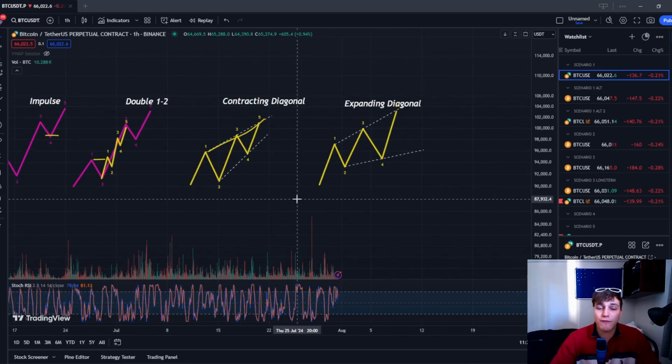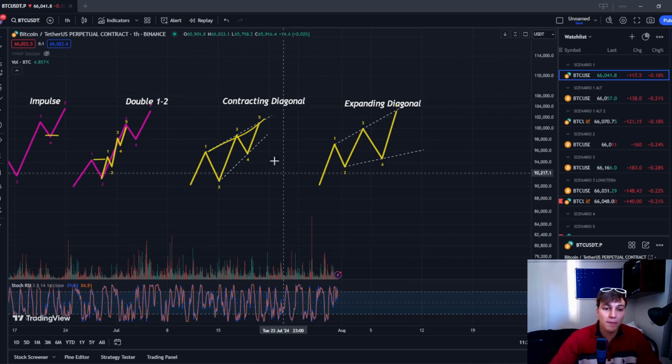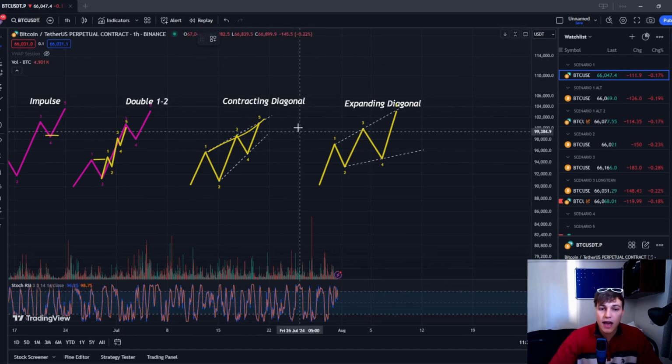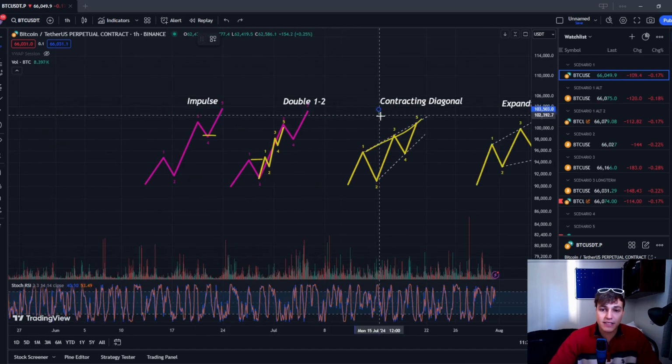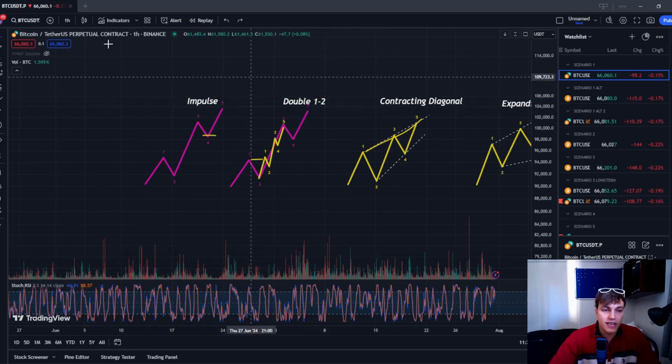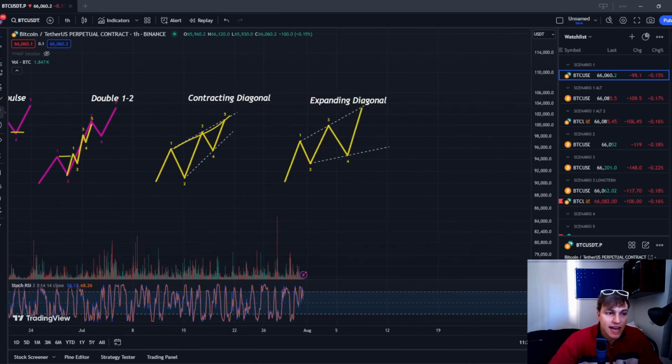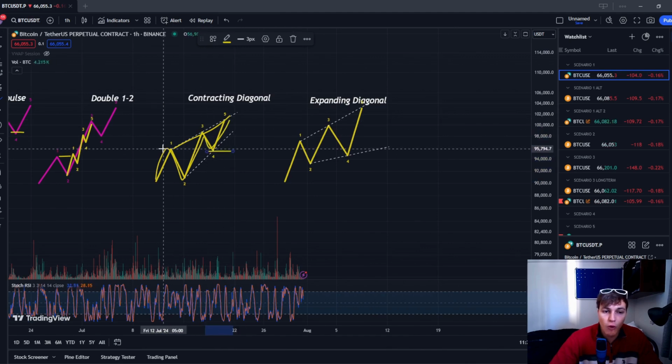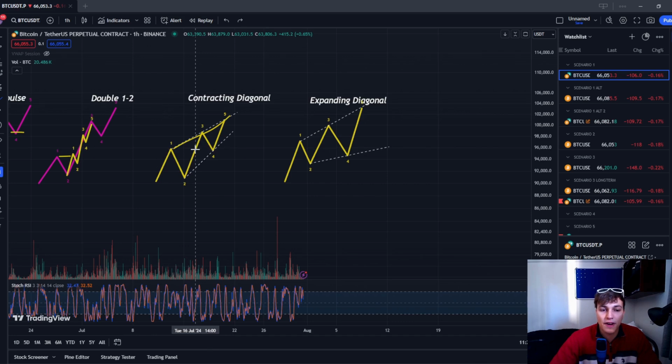The other 5-wave move that we can be looking for when price is heading up is this contracting or expanding diagonal. A contracting or expanding diagonal has a 5-wave structure, but where the low of wave 4 and the high of wave 1 do indeed overlap.